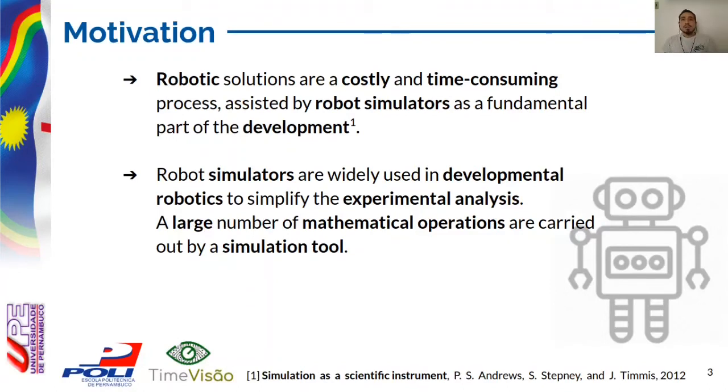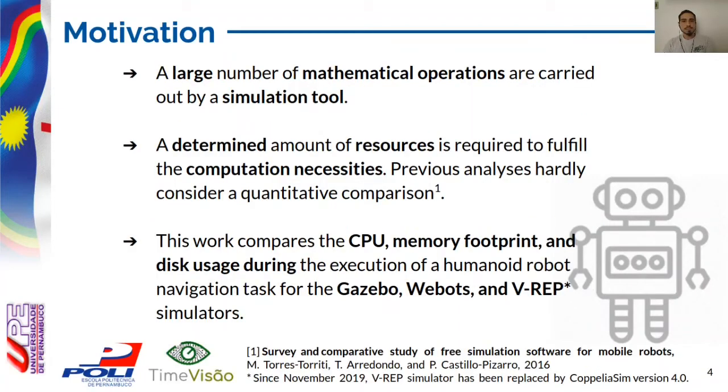Implementing a robotic solution is a costly and time-consuming process, where a robot simulator lets us evaluate the robot's behavior and performance in a controlled environment, avoiding accidents. In developing robotics, robot simulators are widely used to simplify the experimental analysis. There are many simulation tools for different kinds of robots. A large number of mathematical operations must be performed in order to reproduce real-world aspects.